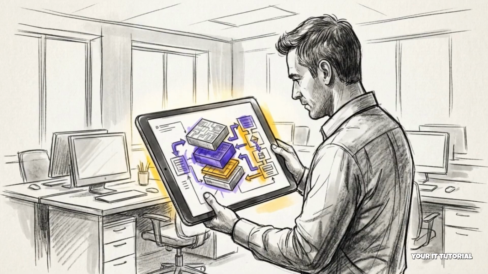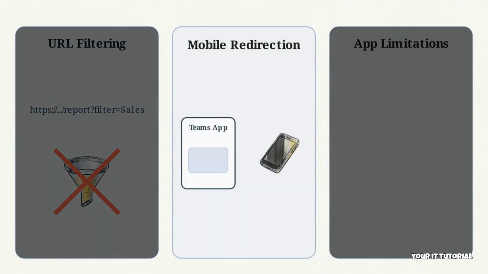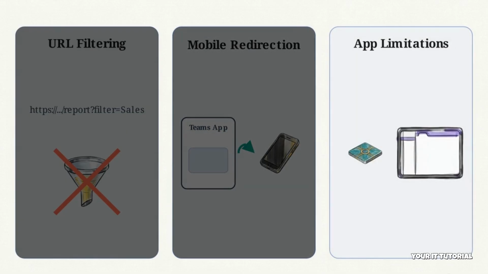Successful adoption depends on understanding the technical boundaries of the Teams and Power BI integration. The first constraint is the current lack of support for dynamic URL filtering. The embedded tab cannot automatically change its view based on contextual variables, such as the name of the channel it is in. Second, architects must account for mobile view redirection. Because embedded tabs do not render natively in the Teams mobile app, users are redirected to the standalone Power BI mobile application to view the report.